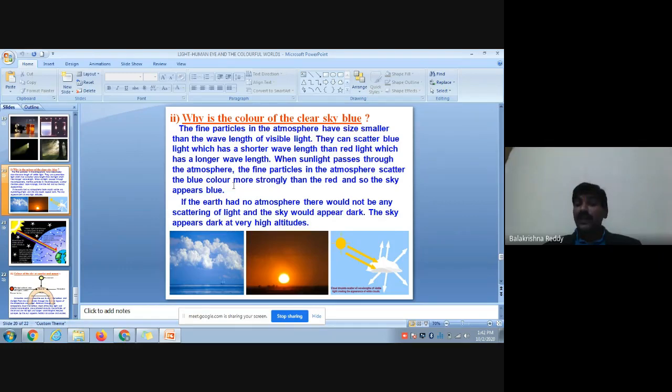Okay, if the Earth had no atmosphere, let us say how it would be. There would not be any scattering of light, and the sky would appear dark, as it appears in space. If you go above the Earth into space, it appears completely dark. The sky appears dark at high altitudes because of this reason.